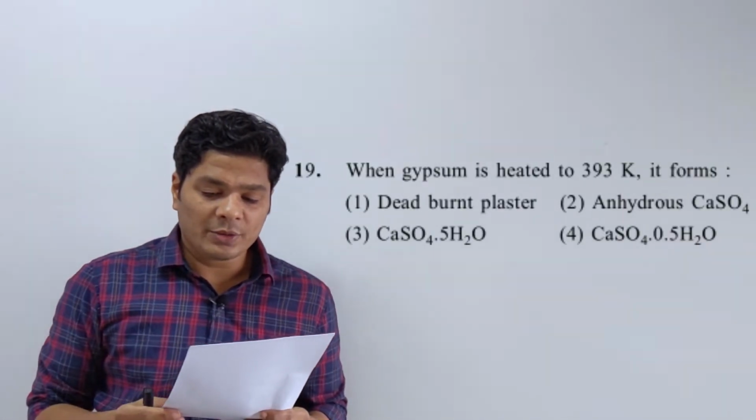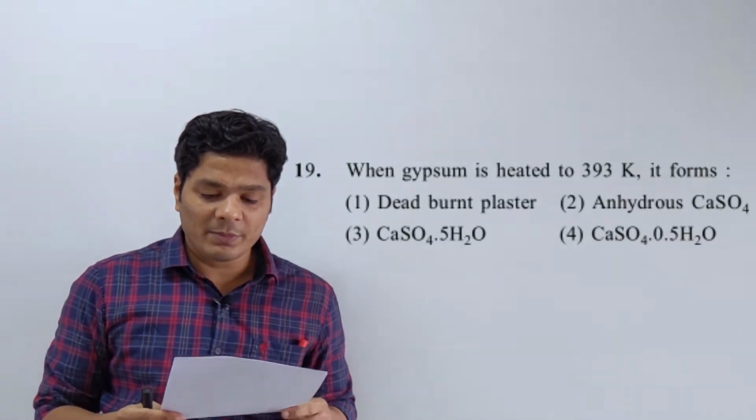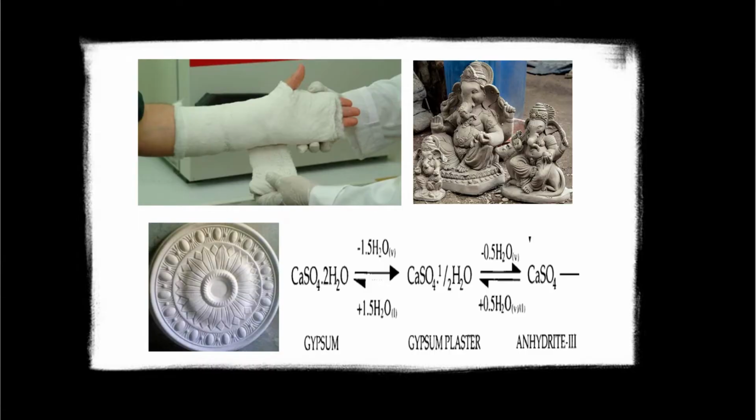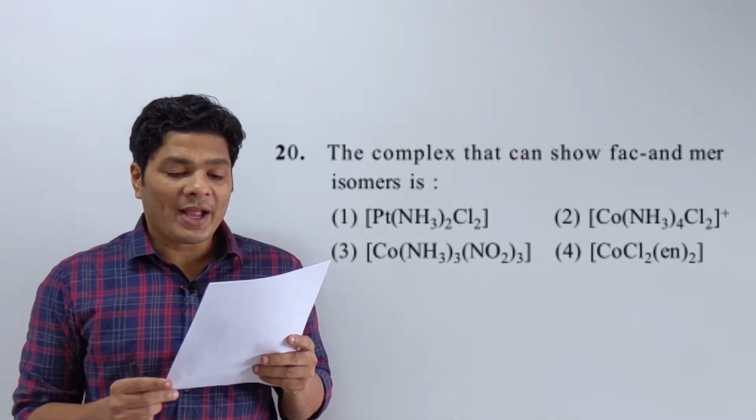Question number 19. When gypsum is heated to 393 Kelvin, what happens? So gypsum is calcium sulfate dihydrate. So when you heat it to 393, you are going to lose 1.5 molecules of water to get plaster of Paris. Option delta.